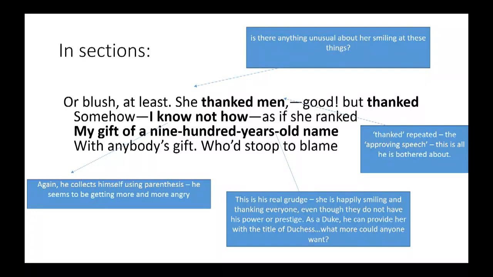So this is his real problem. This is his real grudge. She's happily smiling and thanking everyone, but they don't have his power. They don't have his prestige. And as a duke, he can provide her with that. What more could anyone want, I've written, but, you know, hopefully that's rhetorical, and you understand that this is a pretty awful, potentially awful life. The parenthesis here of "I know not how," he seems to be getting more and more angry. I need to move on a little bit more quickly, so let's skip that for now.